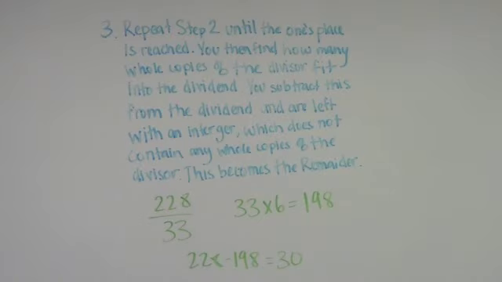You then find how many whole copies of the divisor fit into the dividend. You subtract this from the dividend and are left with an integer, which does not contain any whole copies of the divisor. This becomes the remainder.